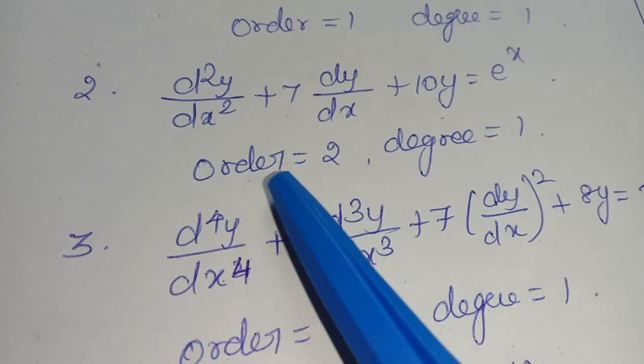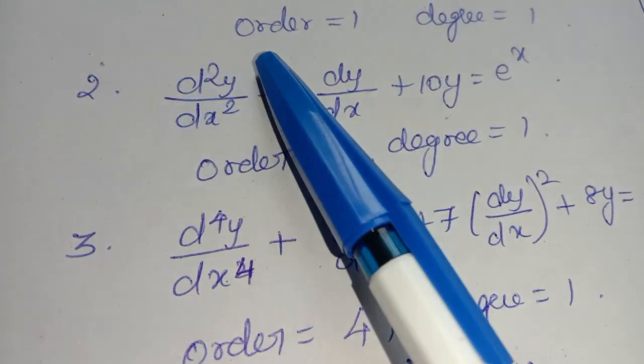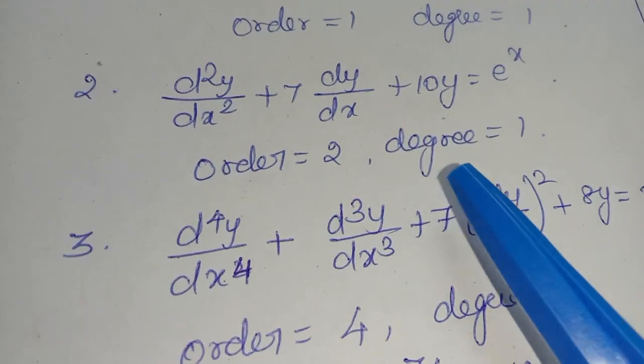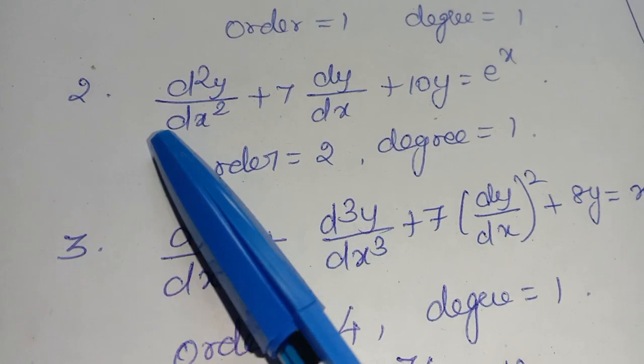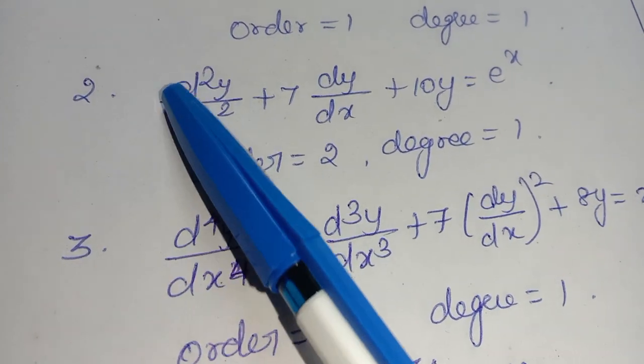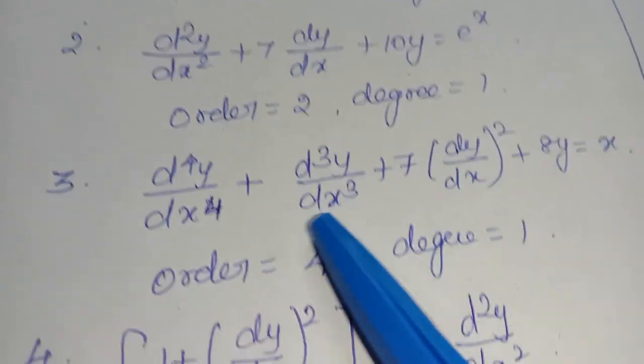So the order of this equation is equal to 2. And this highest order derivative has power 1, so the degree of this equation is also equal to 1. Okay. Order is the order of the highest derivative, and its power is called the degree of the equation.